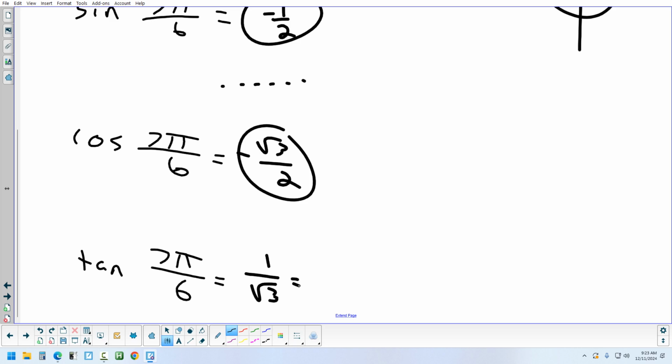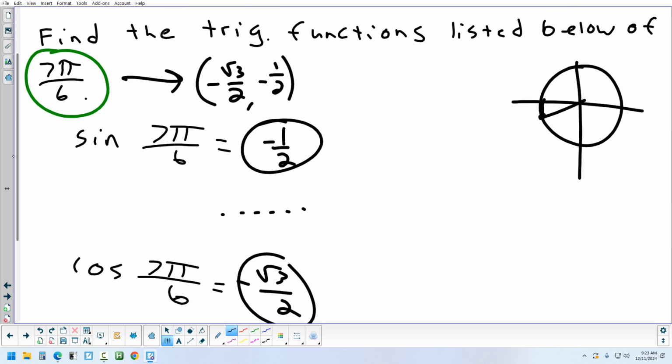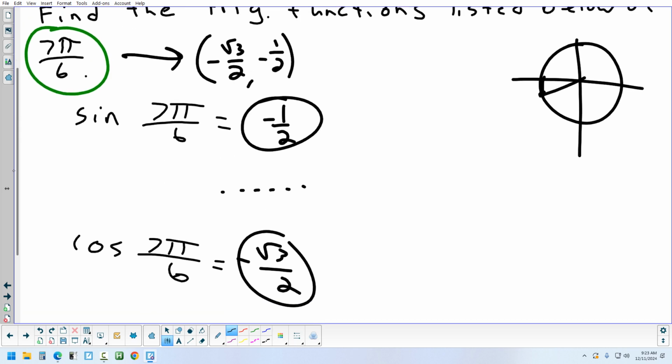But what would that turn into once we fix it? Yep. Root 3 over 3. Okay. Any question on that one?